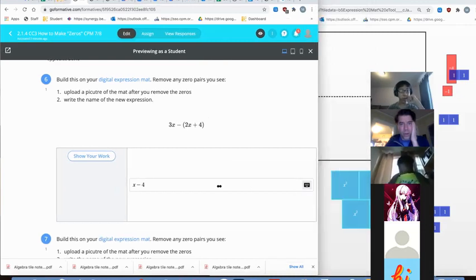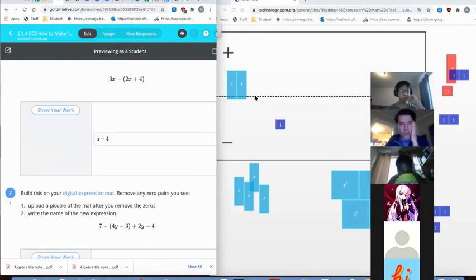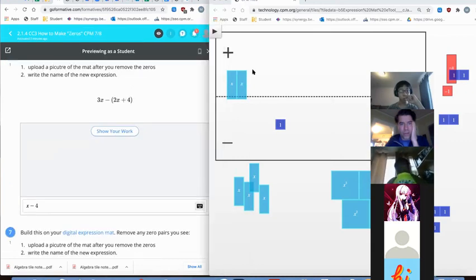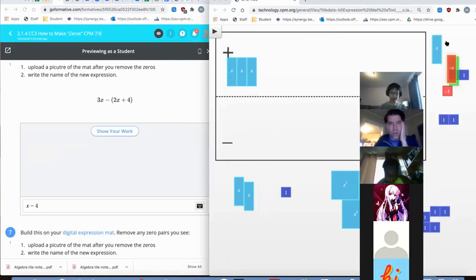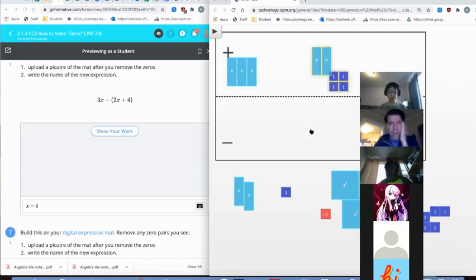So the way that this one works is, here's 3x. I'm going to build 3x on this screen over here. So 3x at the top: 1, 2, 3. And then it says I need to build 2x, 1, 2, plus 4, 1, 2, 3, 4. So here's 2x plus 4 up here in the corner. And does that go on the top or the bottom?